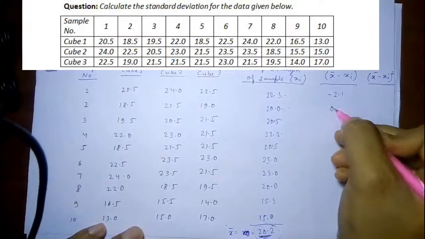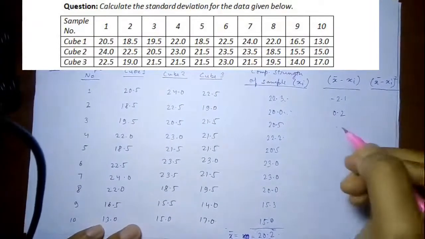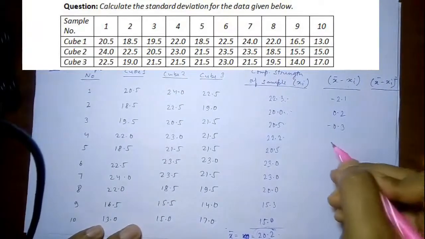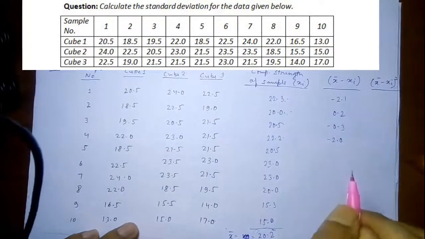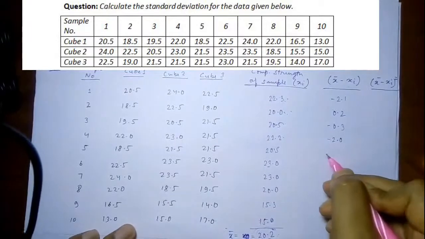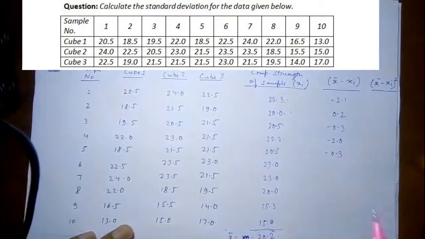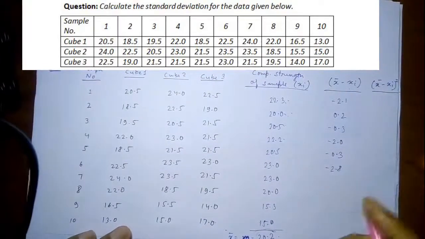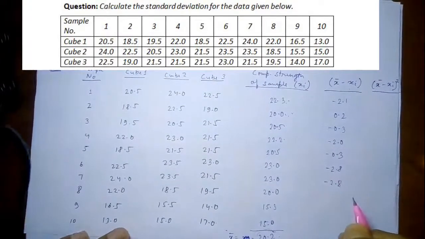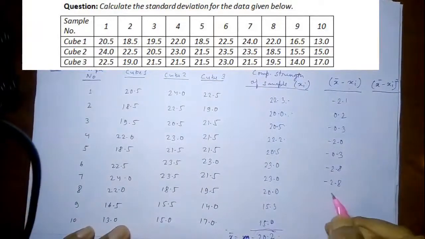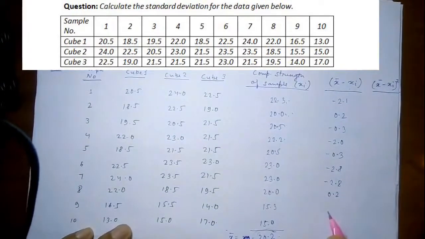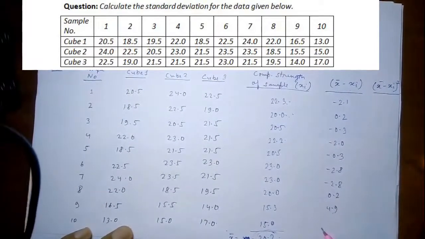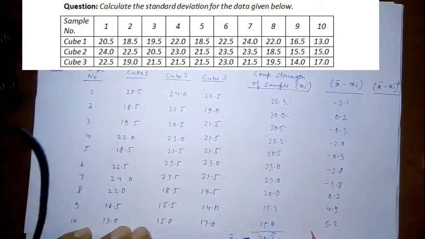Next will be 0.2. The third one is minus 0.3. The fourth one is minus 2. The fifth one is minus 0.3. The sixth one is minus 2.8. The seventh one is minus 2.8. The eighth one is 0.2. The ninth one is 4.9, and the tenth one is finally 5.2.